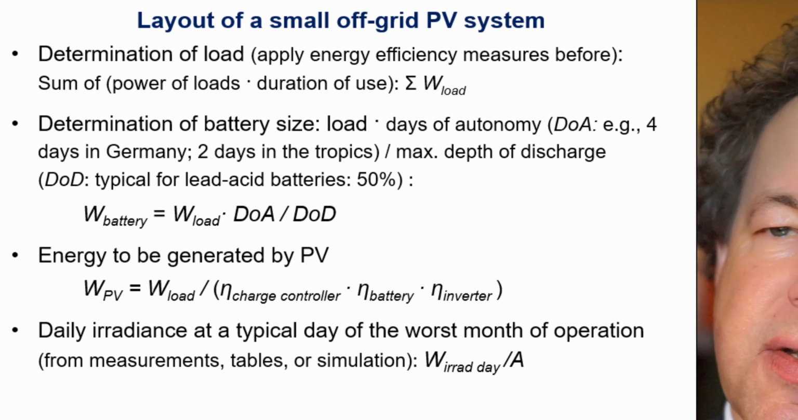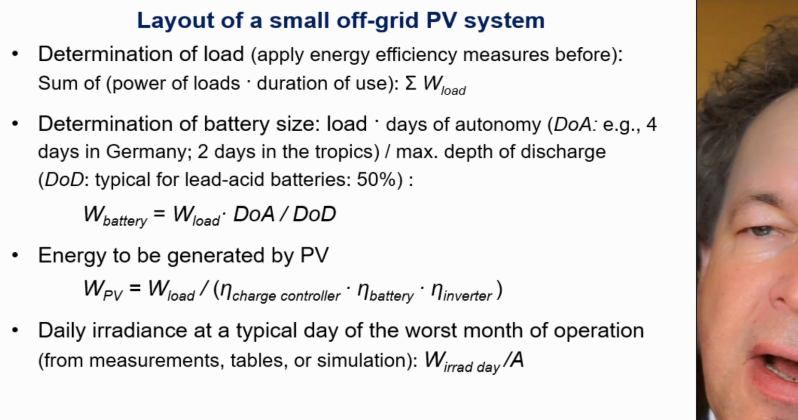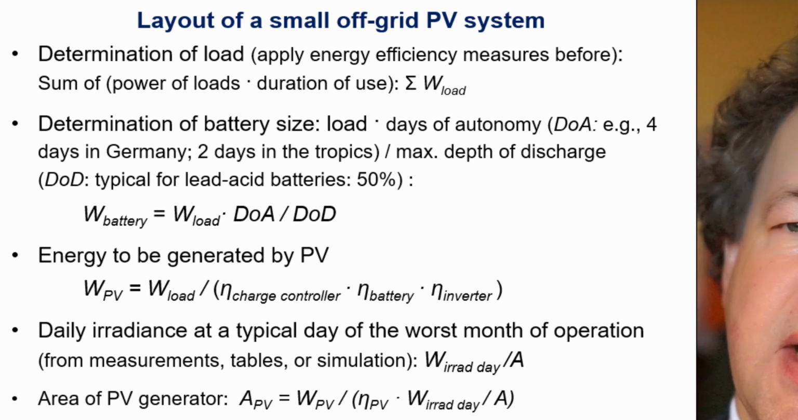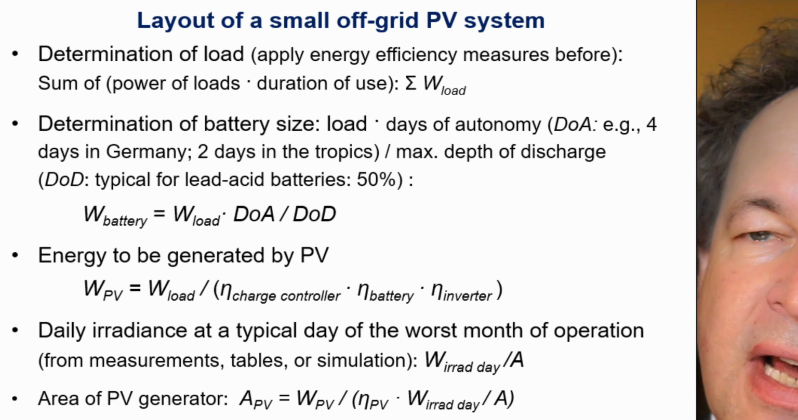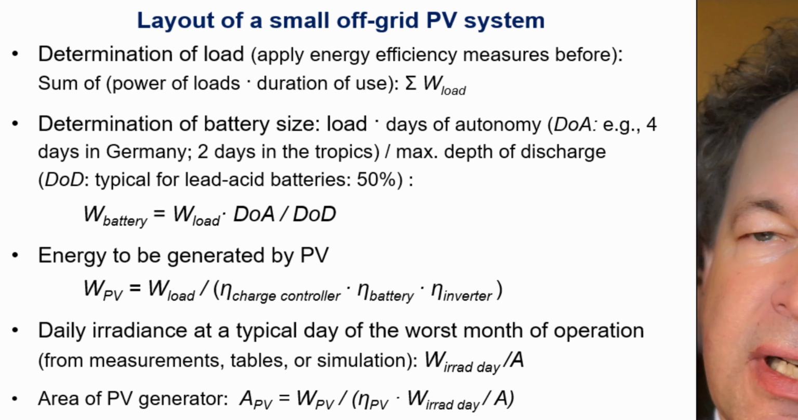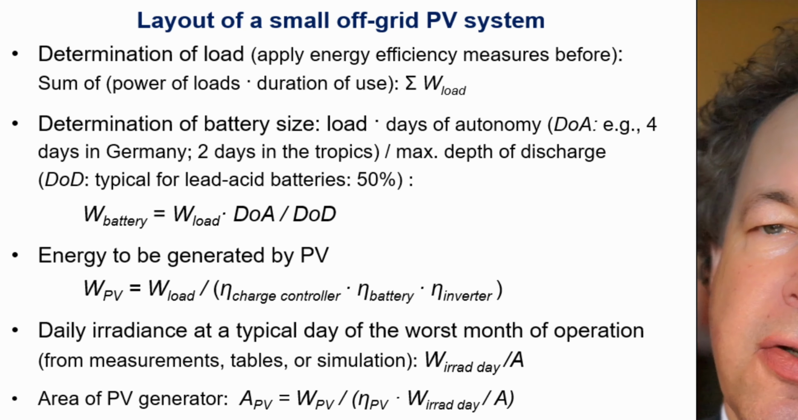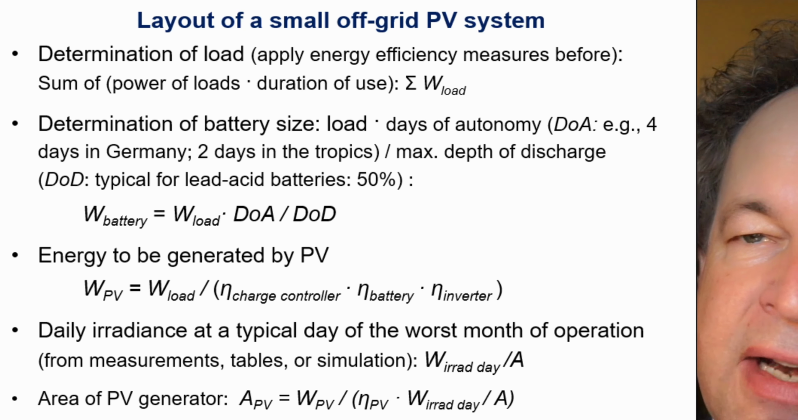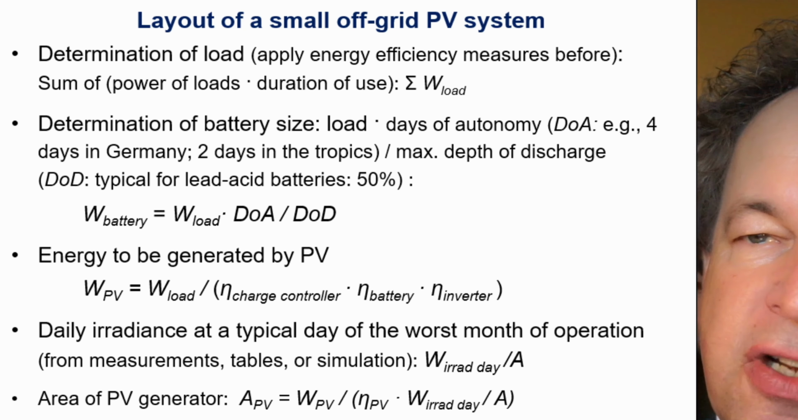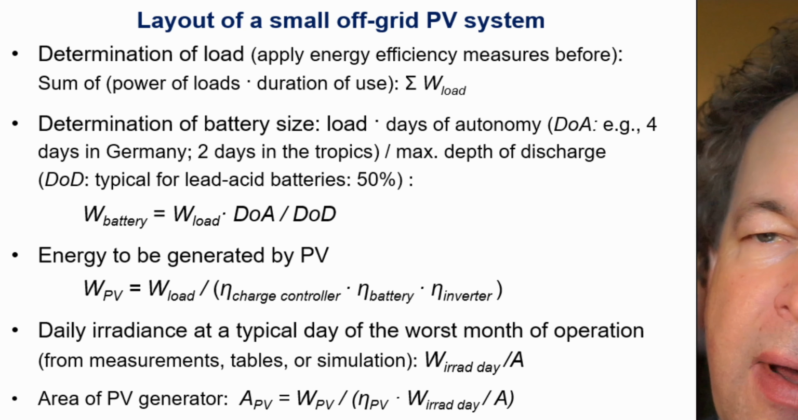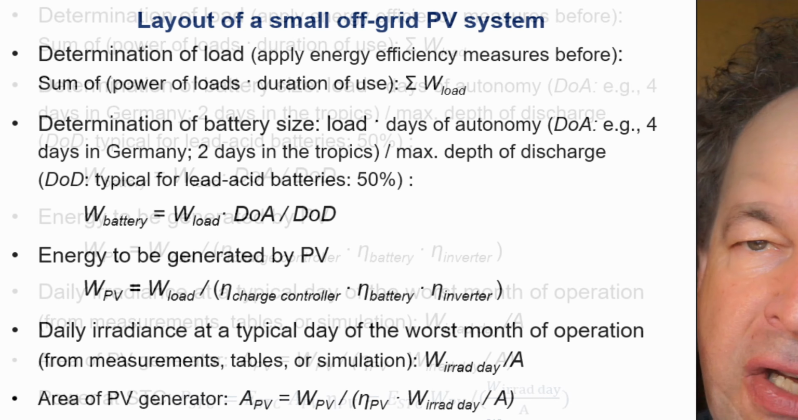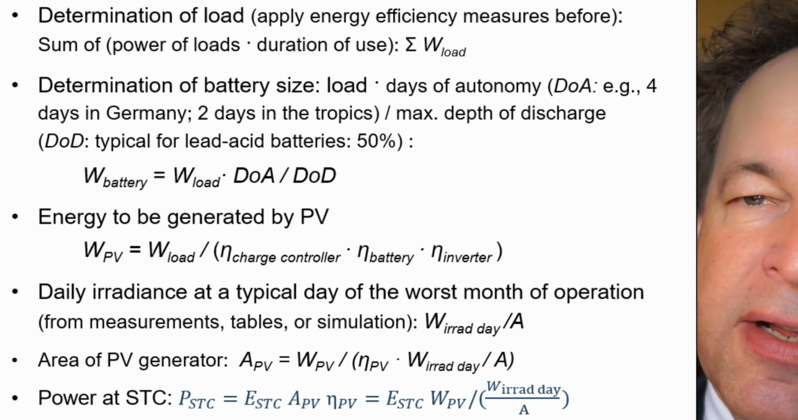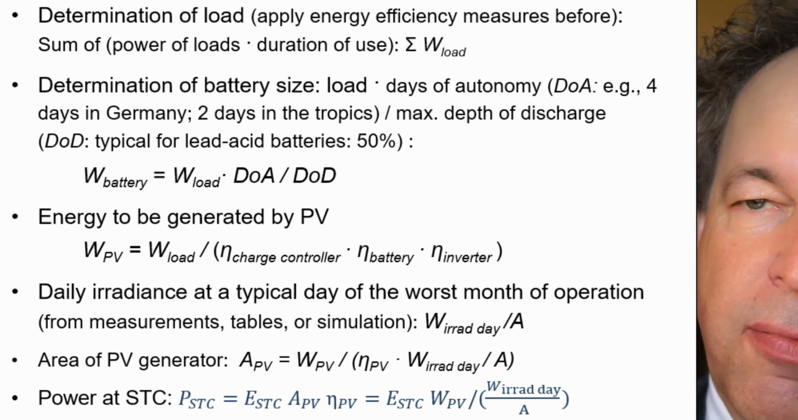So you have this worst day and divide it by the area, and then you can calculate by that the area of the required PV generator. That's the energy of photovoltaic electricity to be generated during a day, divided by the photovoltaic conversion efficiency times the irradiance per square meter during that day, typical day of the worst month of the year. So you can determine the power under standard test conditions. That means under 1000 watt per square meter.